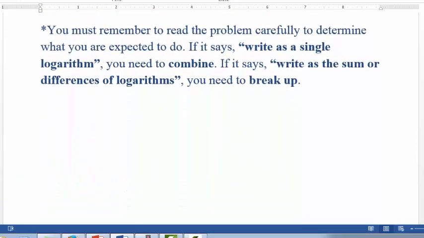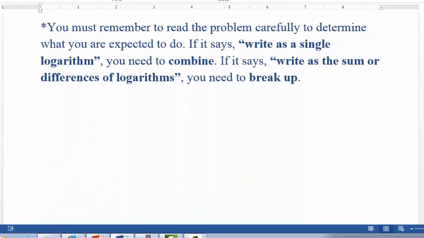All right? So that's what I say here about the combining and expanding. You got to remember to read the problem carefully to determine what you're expected to do in any given problem, right? If it says write as a single log, what you're doing is what we just did there. You're combining. And if it says write as the sum or difference of logs, right, you need to break it up or expand. So you're either expanding into multiple logs or combining into a single log, right? Those are the two choices.